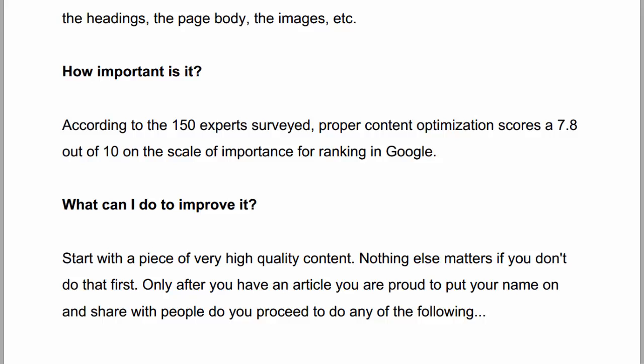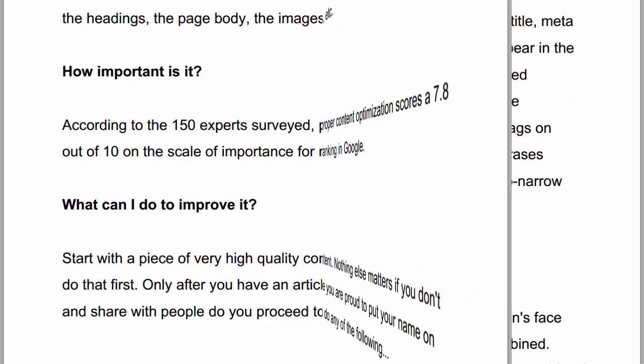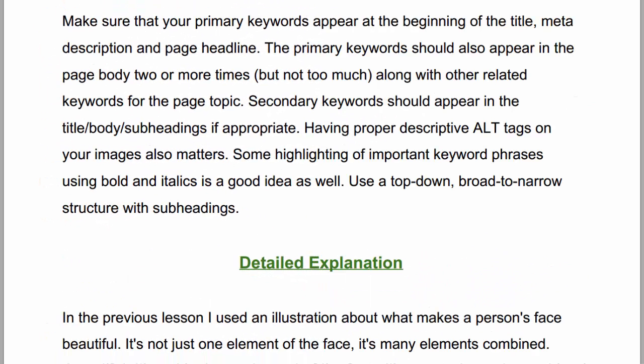Only after you have an article you are proud to put your name on and share with people do you proceed to do any of the following. Make sure that your primary keywords appear at the beginning of the title, meta description, and page headline. The primary keyword should also appear in the page body 2 or more times, but not too much, along with other related keywords for the page topic. Secondary keywords should appear in the title, body, and subheadings if appropriate.